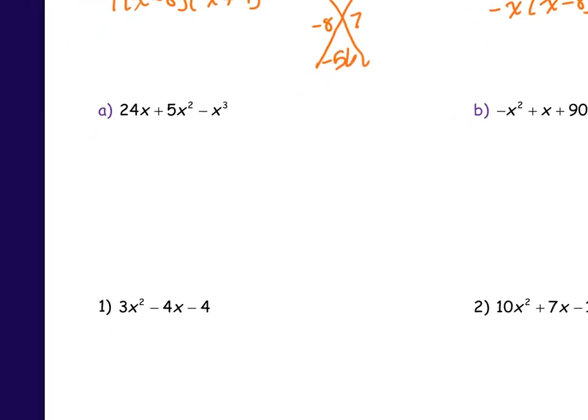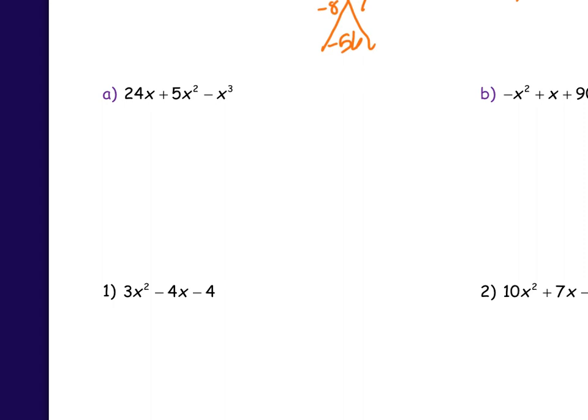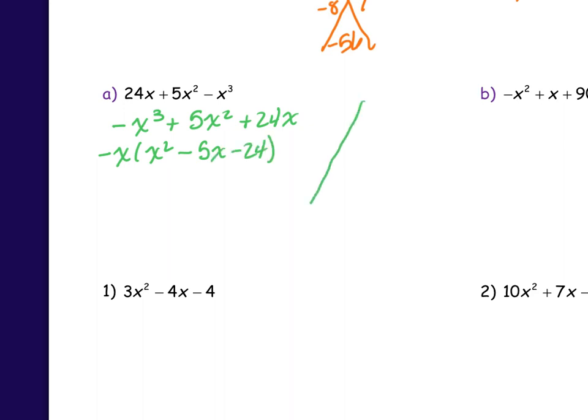Okay, here we go, you guys. So I've got negative x cubed plus 5x squared plus 24x. And I'm going to factor out a negative x. Ooh, let's try that again: x squared minus 5x minus 24. And then I need two numbers that multiply to be negative 24 and add to be negative 5. Negative 8 and positive 3.